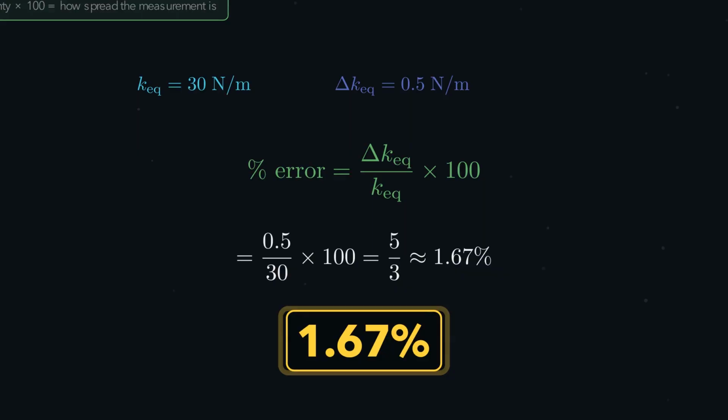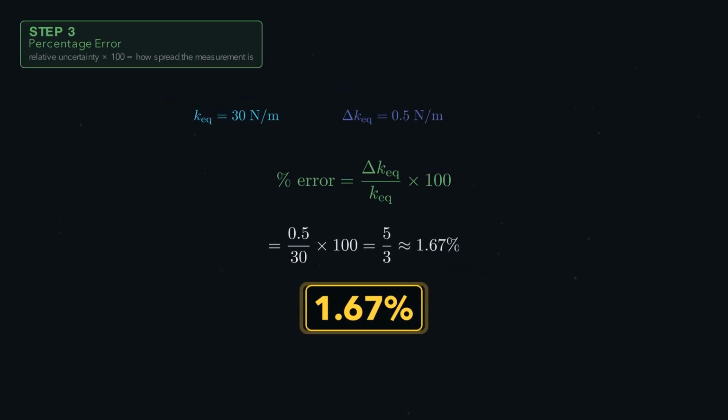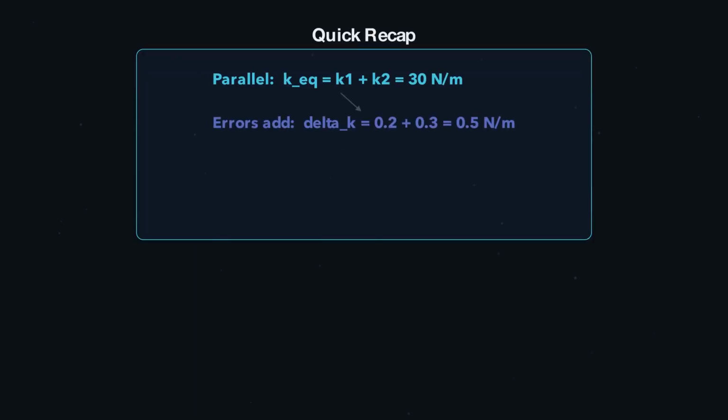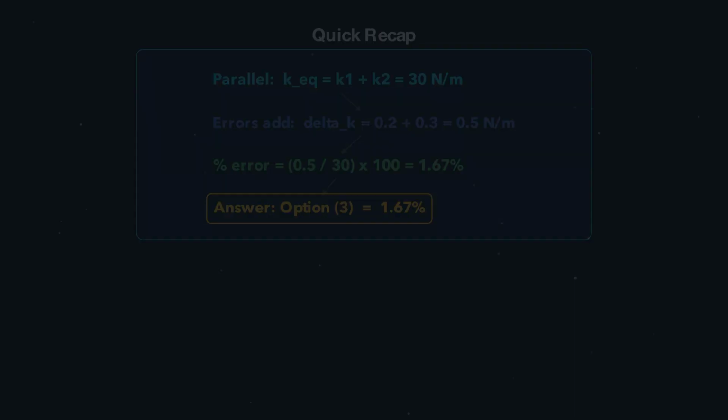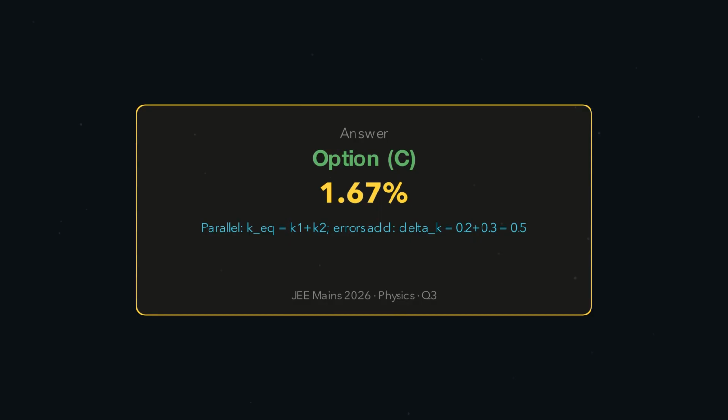Step 3. The percentage error. Divide the absolute error by the value and multiply by 100. That's 0.5 over 30 times 100, giving us 5/3%, exactly 1.67%. The answer is option 3. And the insight to remember, for addition and subtraction, always add the absolute errors, never the relative ones.